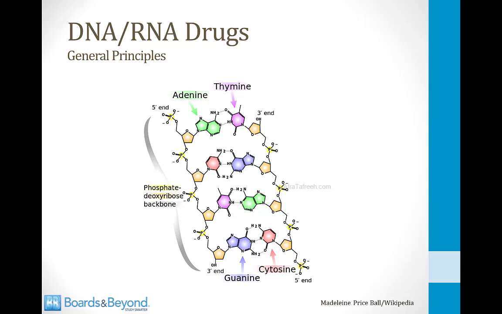So this is a DNA molecule, and DNA is made up of repeating units called nucleotides. So a nucleotide is a ribose sugar, like what I'm circling right now, attached to a base, and then it's also attached to a phosphate group which links it to another nucleotide. So these nucleotides are strung together to make a chain of DNA or RNA.